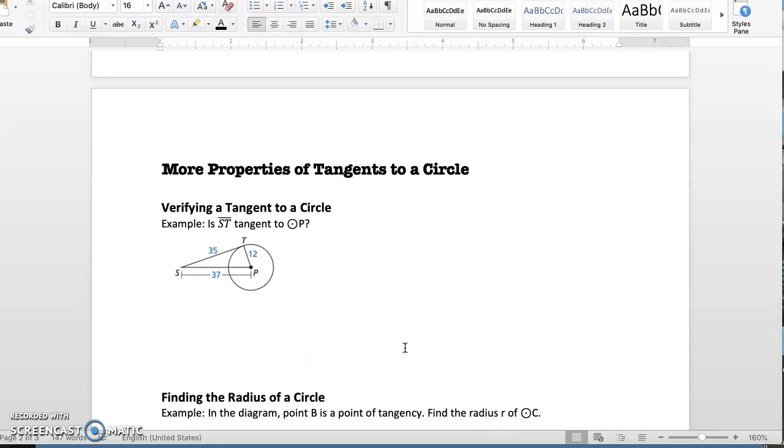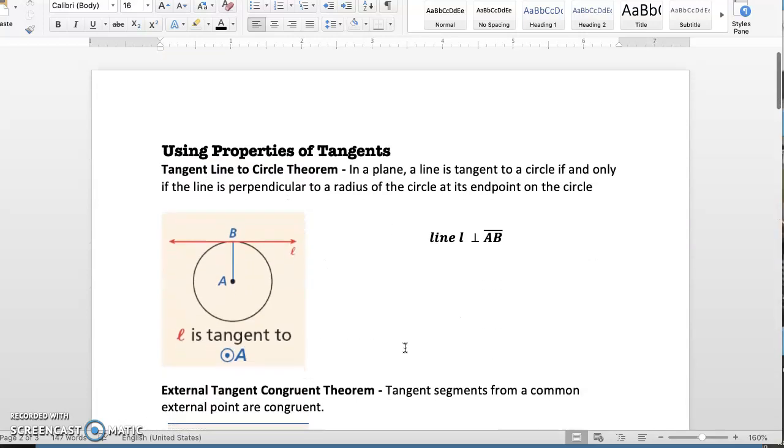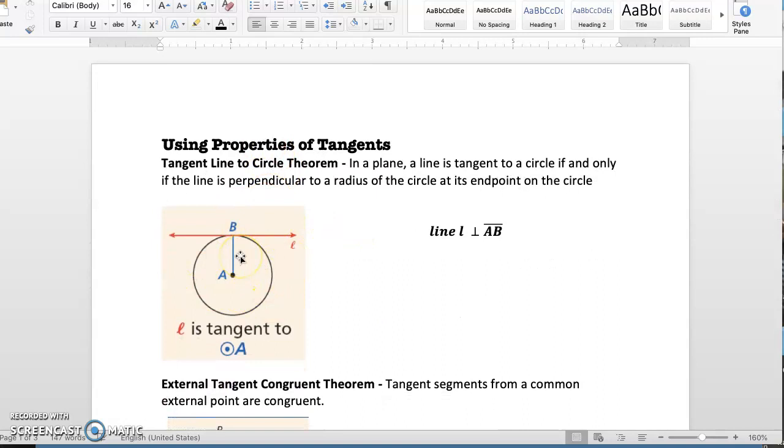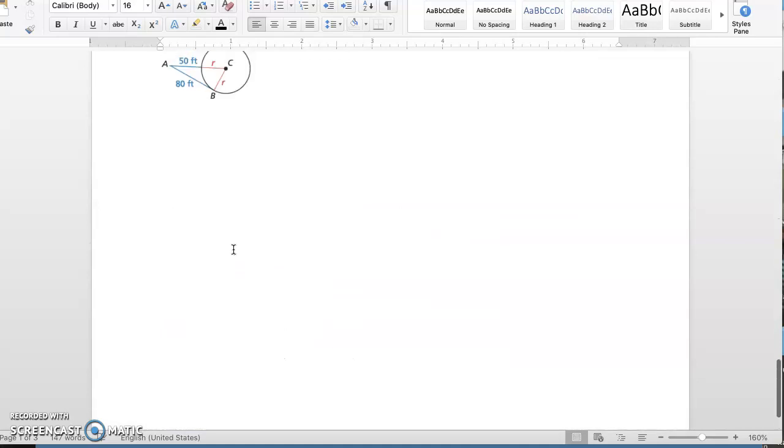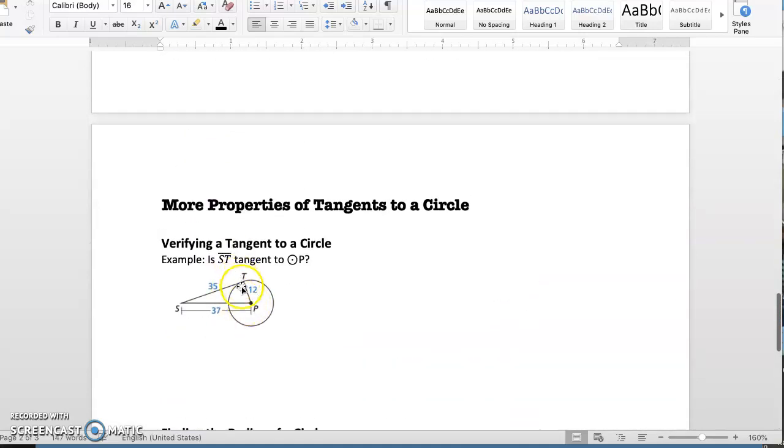Now, the more complex way of understanding if something is tangent is we're going back up to this first theorem that we learned. We need to make sure that this tangent line is perpendicular to the radius. Or in these examples, that this triangle creates a right triangle where ST and PT would intersect. So I need to check that this is perpendicular.